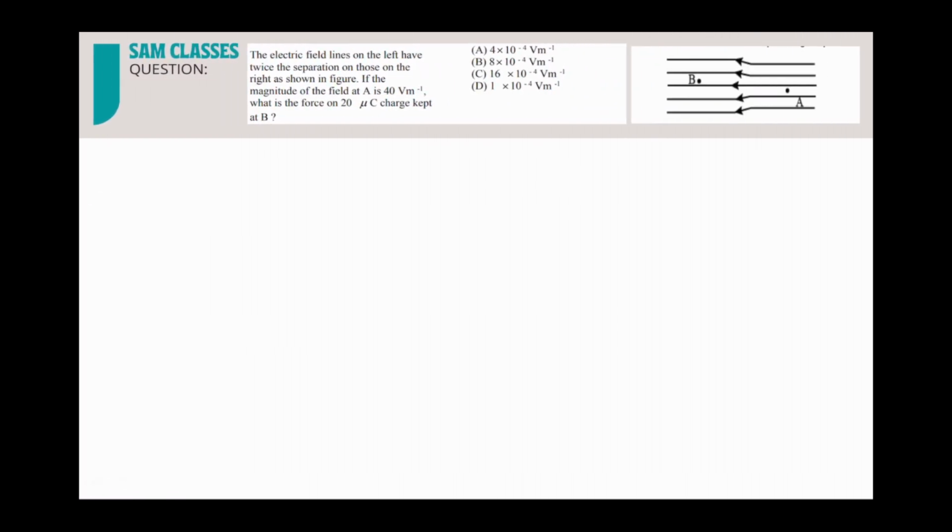Let's see the next one. The next one, what they have said is, the electric field lines on the left have twice the separation of those on the right. By telling this, what they mean is a comparison: the field is more here and it is less here. By how much? Half the value. So what they're trying to say is, the electric field at point A is equal to what? 40 V/m. Now we already know we have a relation of electric field in terms of potential. What is that relation? E is equal to V by m.